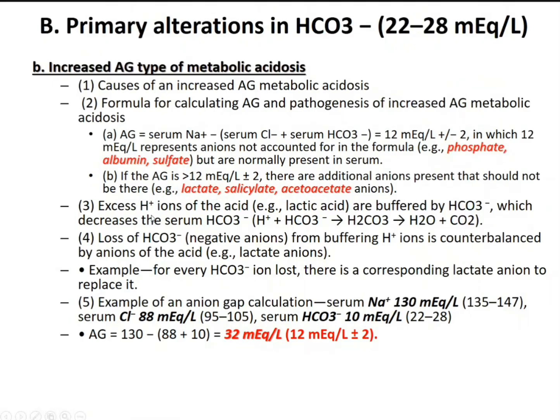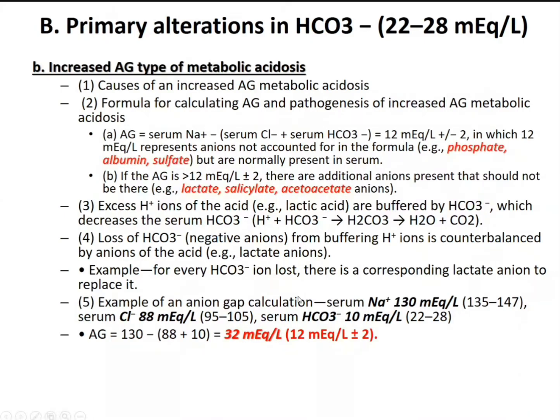The excess in ions, you would expect that because the pH has gone down. It is acidosis, lactic acidosis, any kind of acidosis, and the acid is being buffered by the bicarb, which therefore leads to a fall in bicarb levels. So H plus bicarb, H2CO3, H2O, and CO2. So loss of bicarb from the buffering of H ions is counterbalanced by the lactate ions. For every bicarb ion that is lost, there is a corresponding lactate ion to replace it.